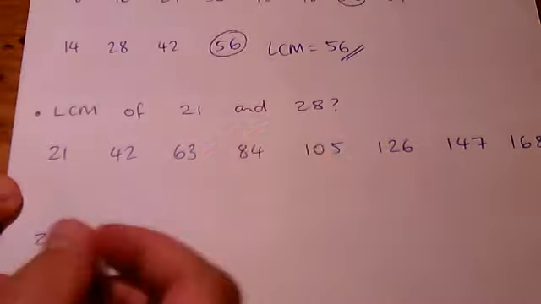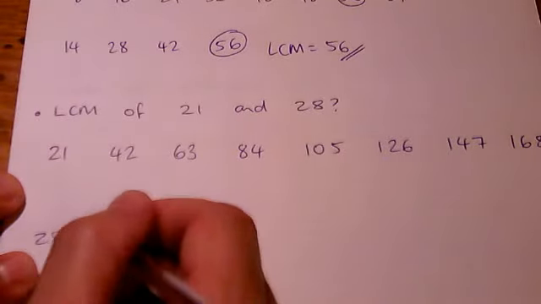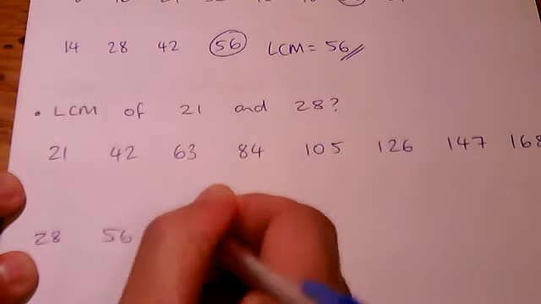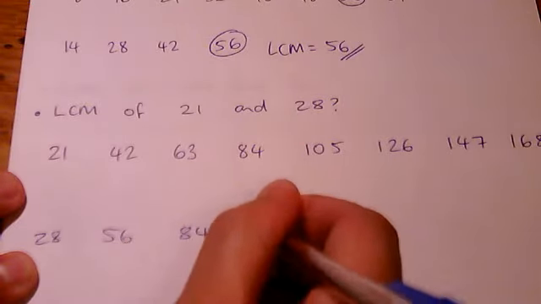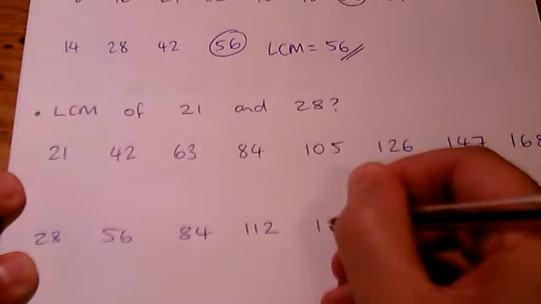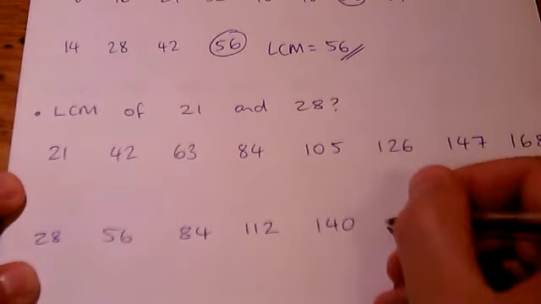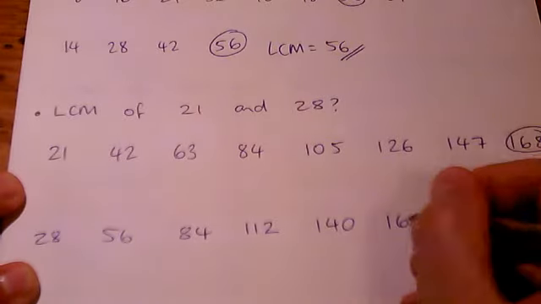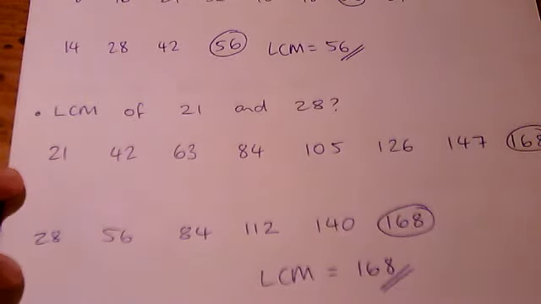28, if I do the 28 times table, 28, 56, add on 28. A quick way to do that is going to be to add on 30 and then take 2 off. So add on 30 and take 2 off. Add on 30 and take 2 off. Where are we? 140 for that one. 168. There we go. Okay. So, in that case, 168.